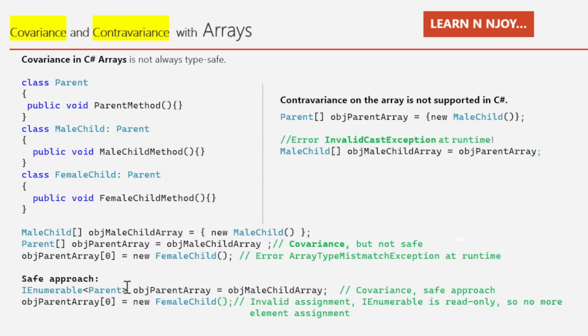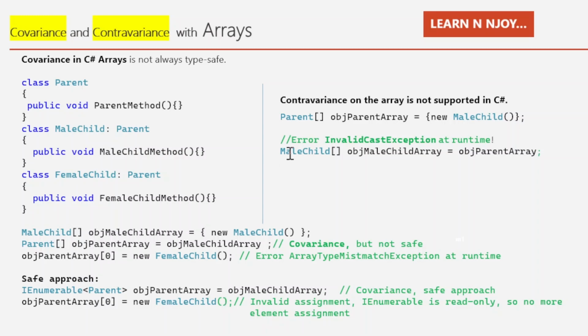So what would a safe approach be? The safe approach is to use IEnumerable. So we need to write something like this: IEnumerable<Parent> objParentArray = objMaleChildArray. So here covariance is happening, but with the safe approach. And when we write something like this, objParentArray[0] = new FemaleChild, we get the error indicated by the IntelliSense itself. And if we ignore it, we get to know about the invalid assignment at compile time itself instead of runtime, because IEnumerable is read only, so no element assignment is allowed.